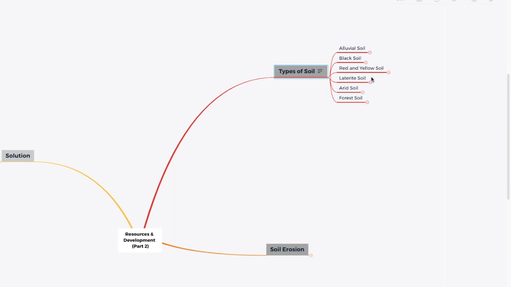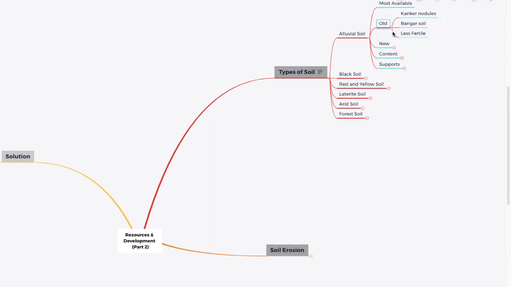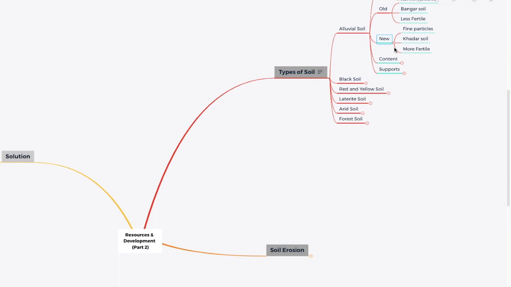So what do we have under alluvial soil? Remember, it's the most available soil in our country. Now under that you have old alluvial soil and new alluvial soil. Old alluvial soil has canker nodules in it. It's also called Bangar soil and it's less fertile. Canker nodules are basically lumps in the soil. The new one has very fine particles. It's also called Khadar soil and it's more fertile. That's all you have to remember under the two types of alluvial soil, old and new.